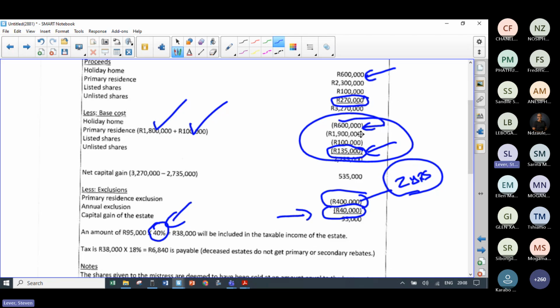That's what happens. Okay. Personal use assets work the same way, guys. You can sell personal use assets. There won't be any CGT on the sale of personal use assets. Okay. So that's there. Any questions?